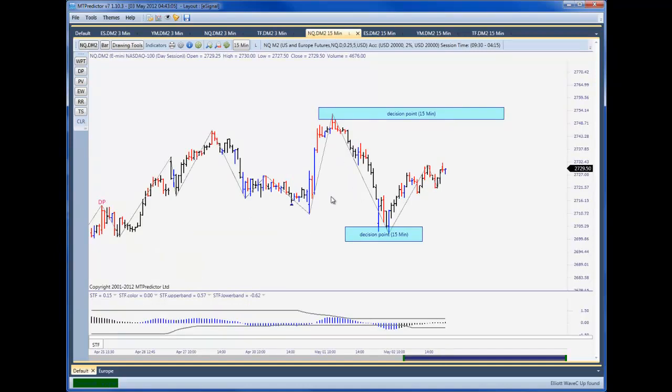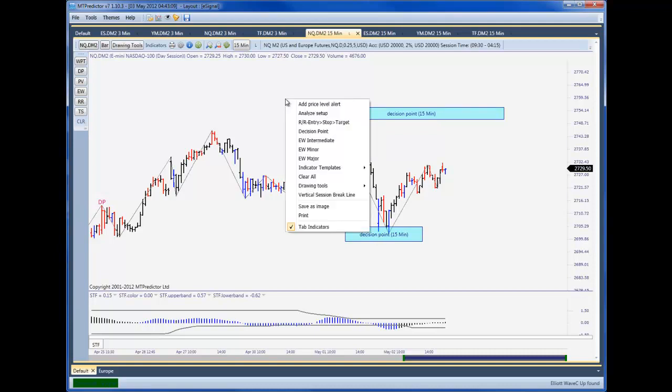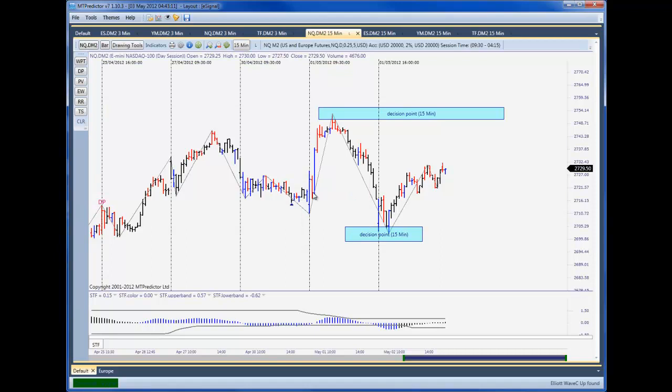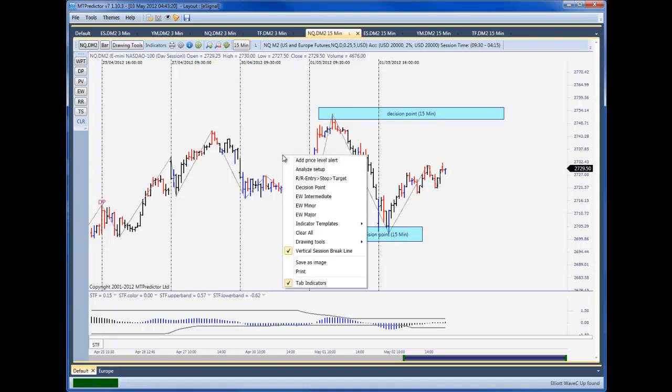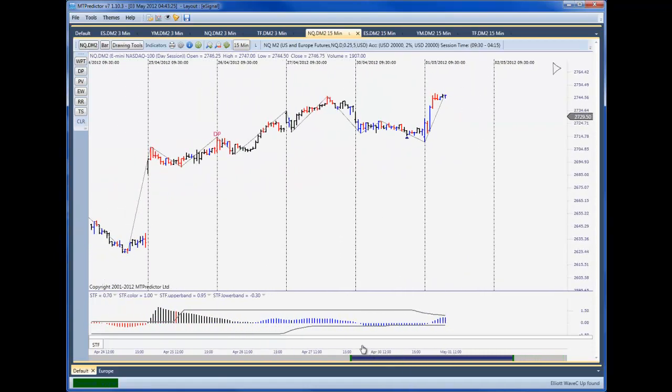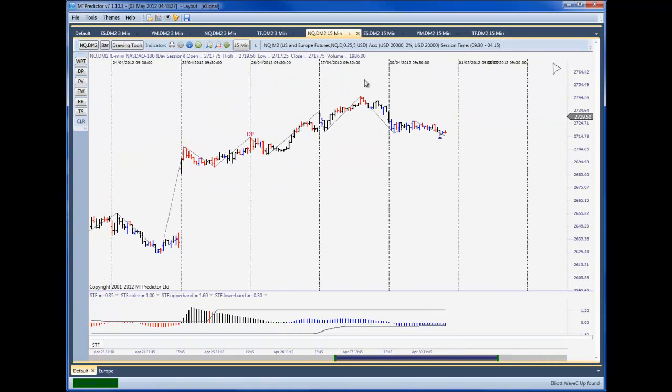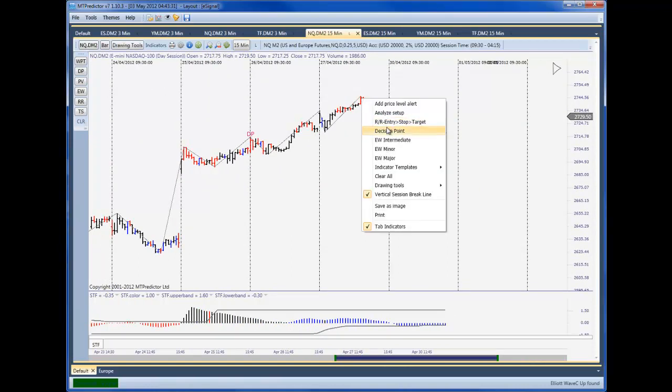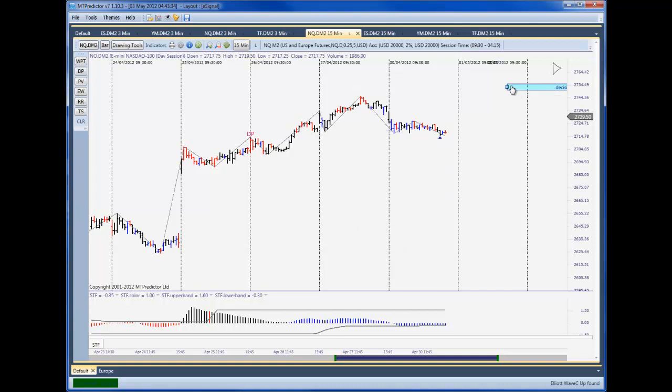Here's my analysis from yesterday, and as you can see these decision point levels not only caught, if I put the session breaks on, you can see where we are, not only caught the high of the day on Monday absolutely beautifully, but also the low of the day yesterday. If I just clear the chart off, just want to show you how these are on the chart before the market even gets there. So at this point in time we place a DP off this high, simply right mouse click decision point. There it is on the chart before the market even opens.